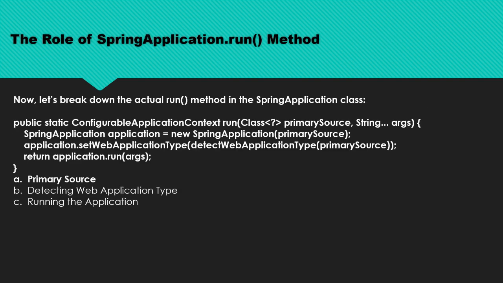Now we are going to discuss the roles: what exactly the Spring Boot application run method is going to do. Let's break it down in the actual application class, where we have a run method. The very first thing is the primary source, which is going to be the main class with @SpringBootApplication. Or, if you have not defined @SpringBootApplication but have defined @EnableAutoConfiguration, it provides an entry point for Spring Boot to begin scanning the classpath and start the application setup.